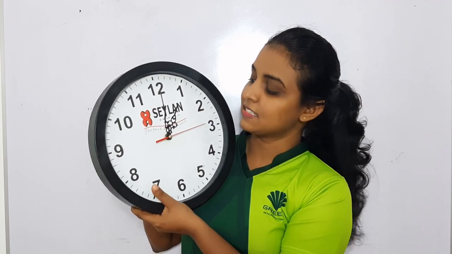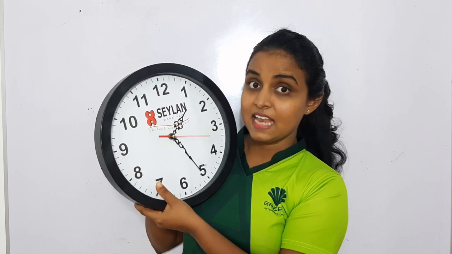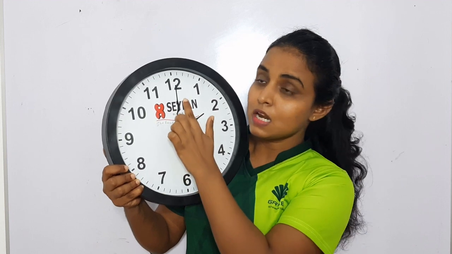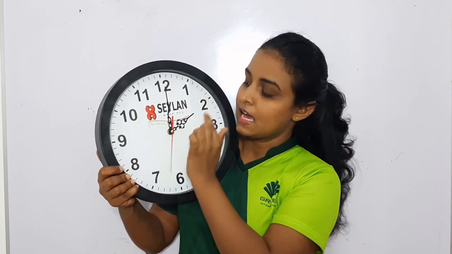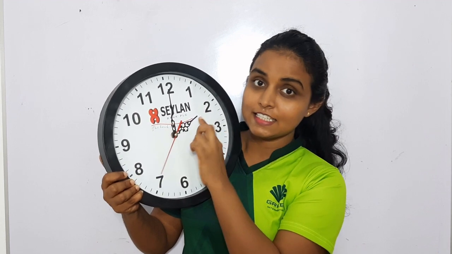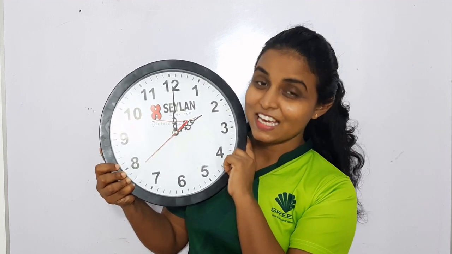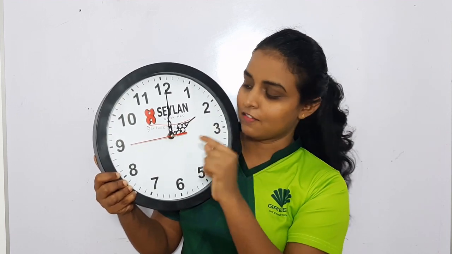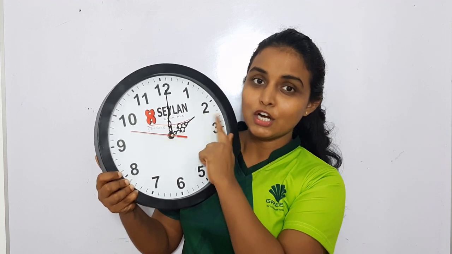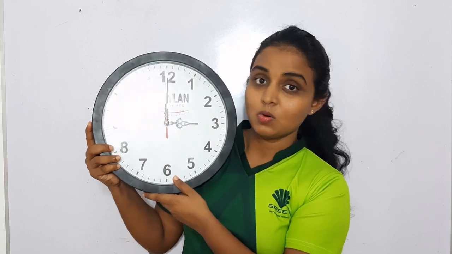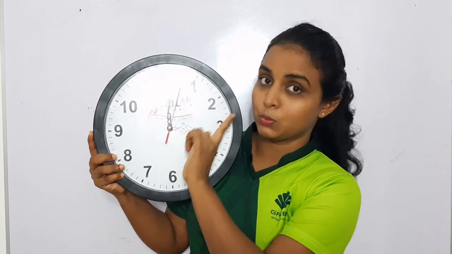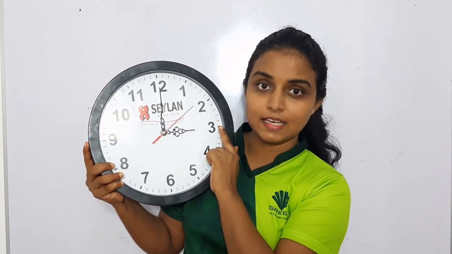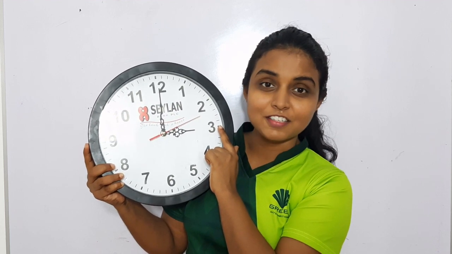Now see, next what will happen? The hands will move like this and come to this place. Now where is long hand? Long hand is at 12. Where is short hand? Short hand is at 2. What's the time now? It's 2 o'clock. When the short hand is at 1, it's 1 o'clock. When the short hand is at 2, it's 2 o'clock. Now what's the time? Long hand is at 12, like the previous one, and the short hand is at 3. It's 3 o'clock.